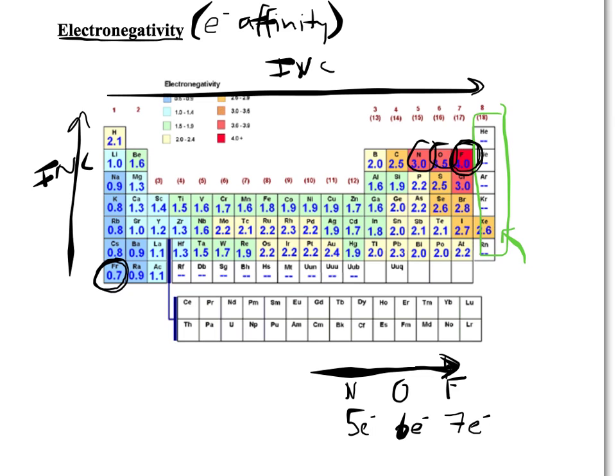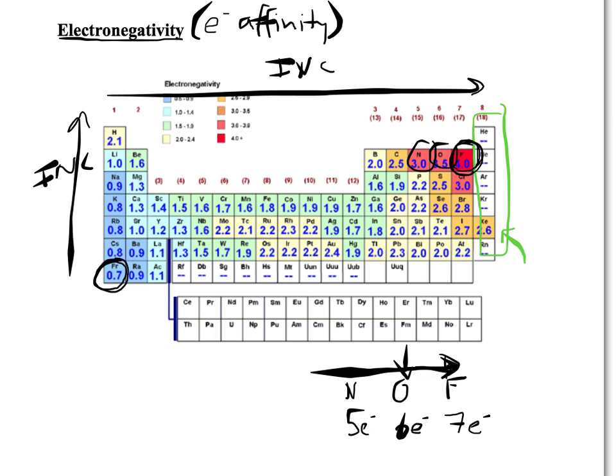Since fluorine is so close, it only needs one more valence electron in order to satisfy the octet rule. It really, really wants to steal one. It really, really wants to find another electron from another element so that it can have 8 valence electrons and satisfy the octet rule. So it's going to have a really high electronegativity.